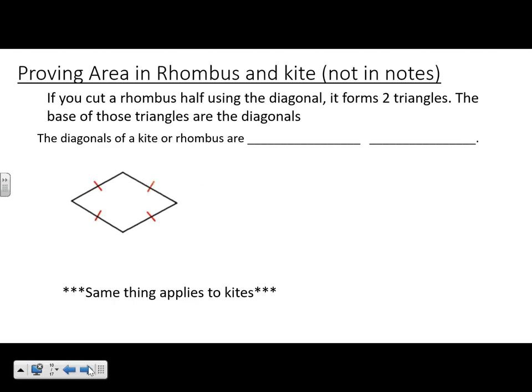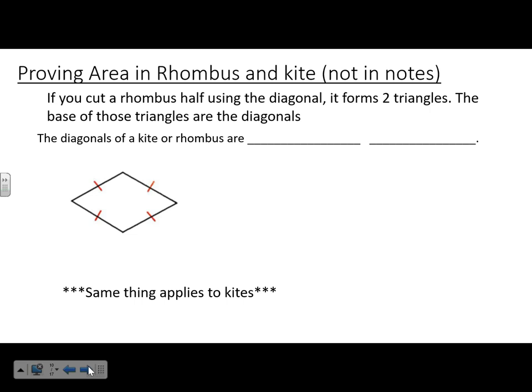So next thing we're going to do is moving on to rhombuses and kites. And these are very similar. So again, I'm going to prove this one a little bit really quick just to hopefully help you remember it. If you cut a rhombus in half using the diagonal, it forms two triangles. The bases of those triangles are the diagonal.